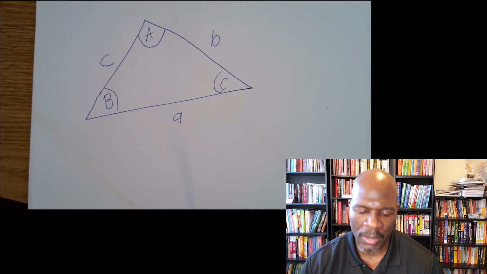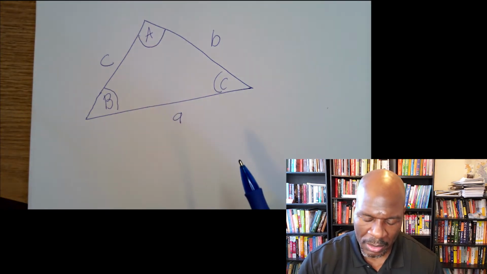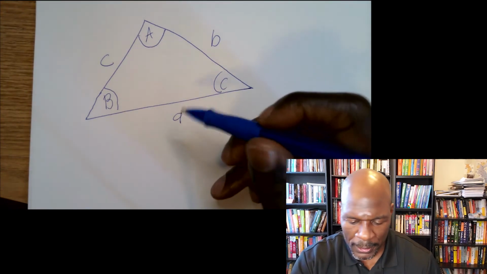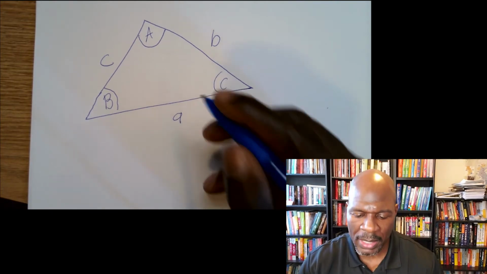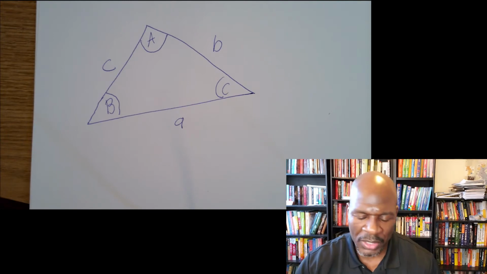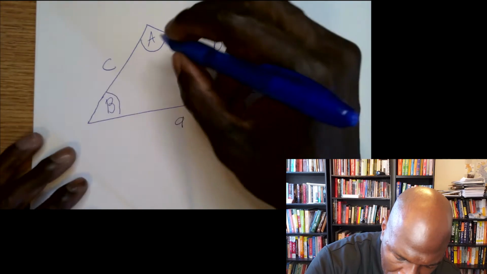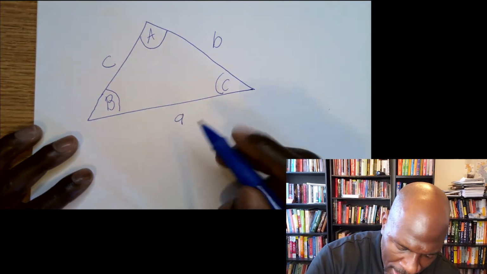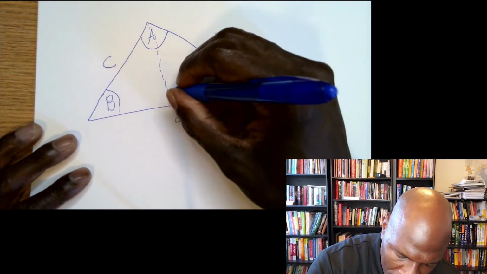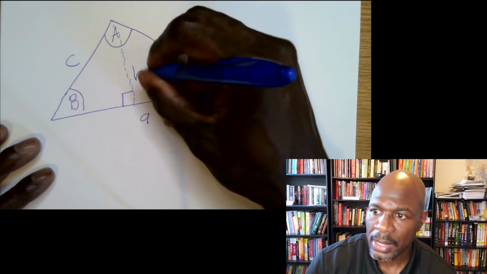So you see here on my triangle, I have angles A, B, and C, and the corresponding sides opposite those angles, A, B, and C. I'm going to try to base my method of finding the area without the height on the standard formula where we find the area with the height. So I'm going to construct the height. I'm going to say my base is A, and I'm going to construct a height perpendicular to the base, and I'm going to call that H.